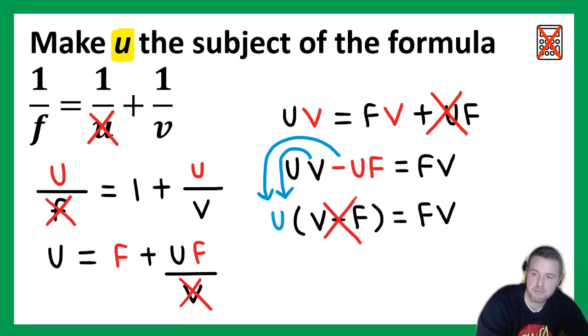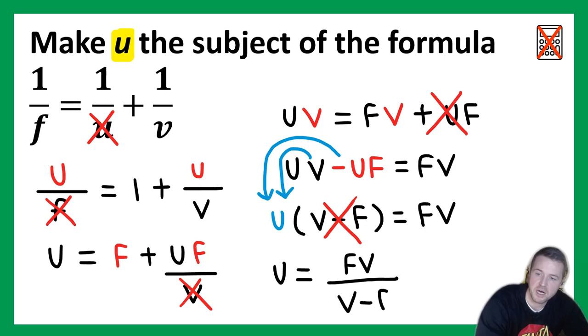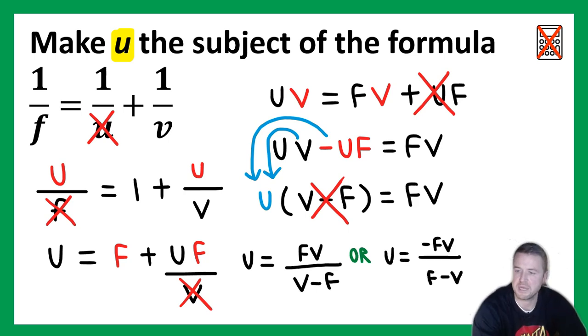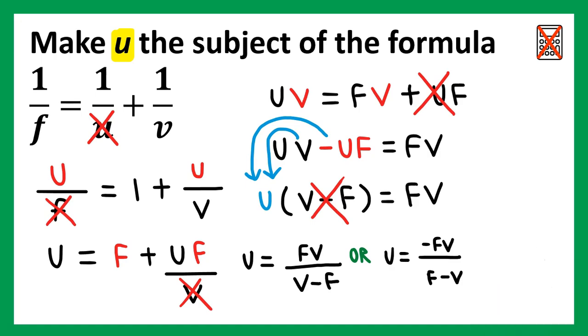And my last step, dividing through by v minus f, will leave me with my subject u, which is equal to fv over v minus f. As discussed in the previous two questions, u could also be equal to negative fv over f minus v.